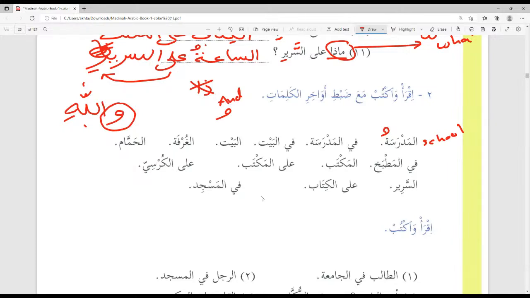في المدرسة. ما معنى في المدرسة؟ In the masjid? لا. In the lesson? لا. In the masjid? لا. مدرسة.